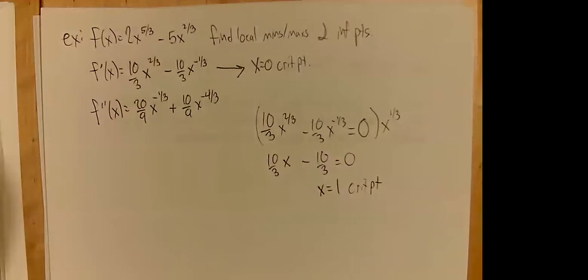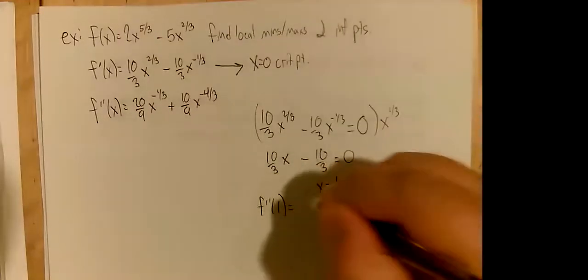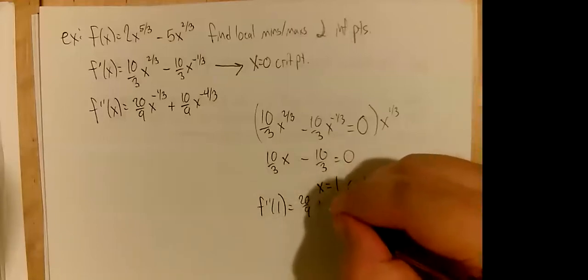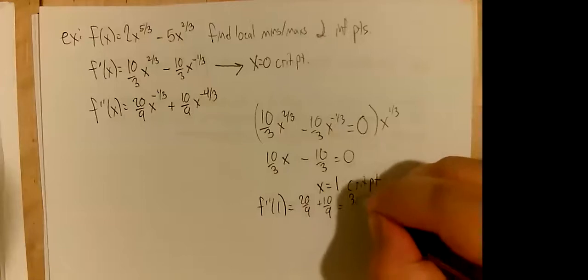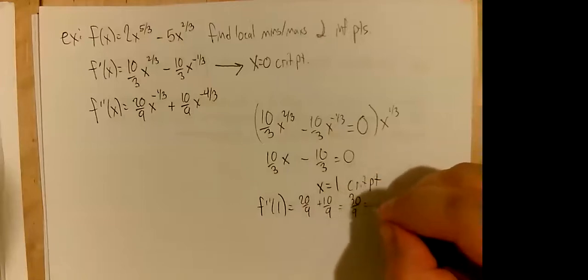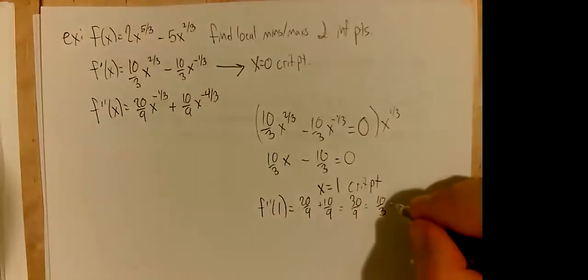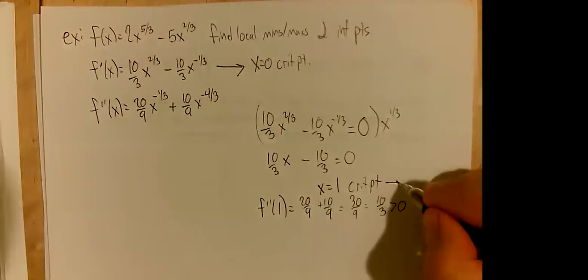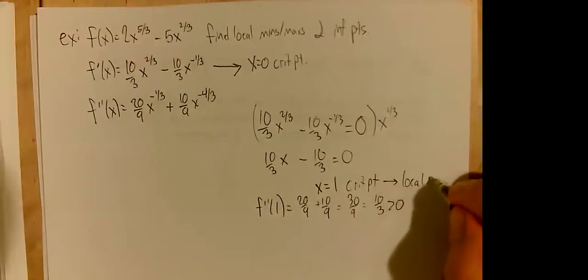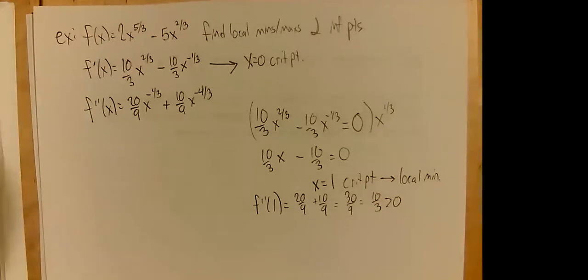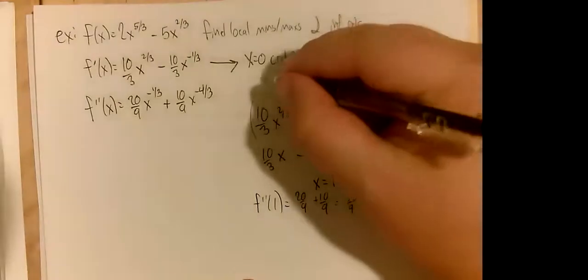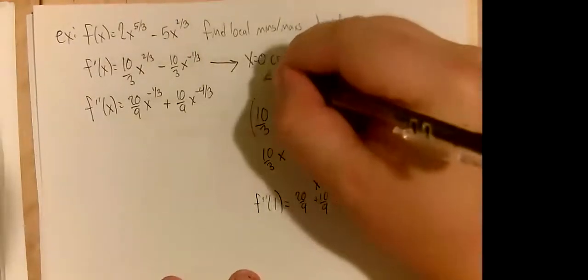However, we can use the second derivative test on x equals 1. So f double prime of 1 is 20/9 plus 10/9, which will be 30/9, or 10/3. And 10/3 is greater than 0, so that means that x equals 1 is going to be a local minimum. Now, in order to find out what x equals 0 is, we need to resort to doing the first derivative test. Okay.